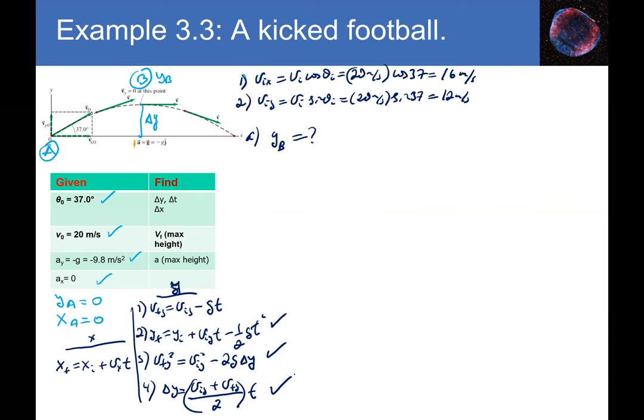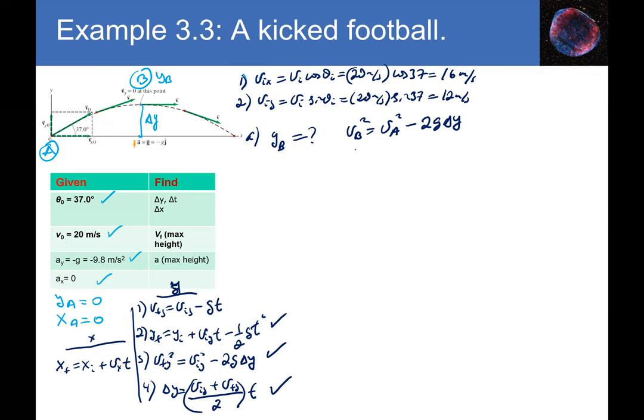Now, there are other things I can do. I can use equation 1 to solve for the time, then use any of the other equations. But that requires two steps: find time first and then use that to find the height. But I have equation 3 that I can directly apply, which says V final, which is VB, squared equals V initial, which is VA, squared, then minus 2G delta Y.